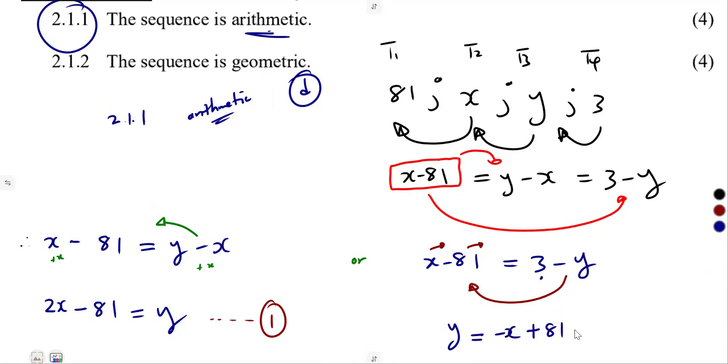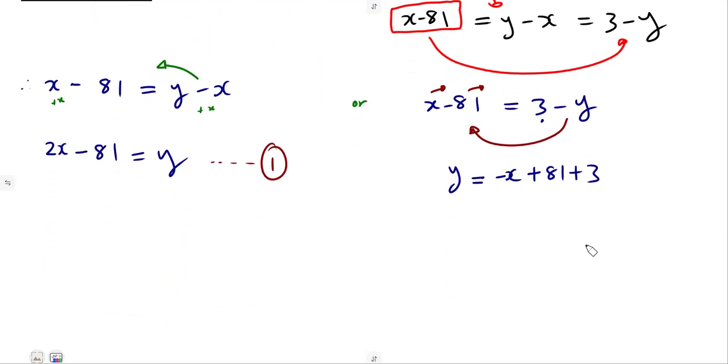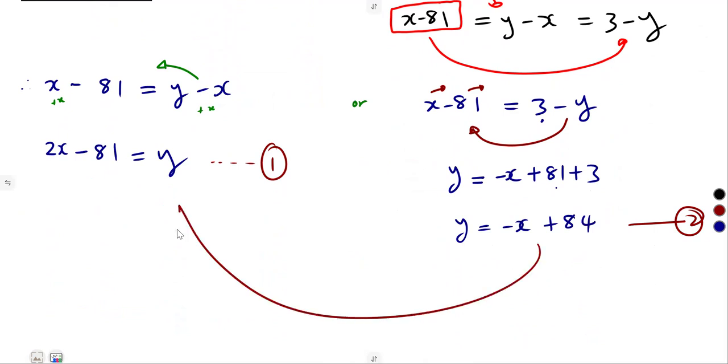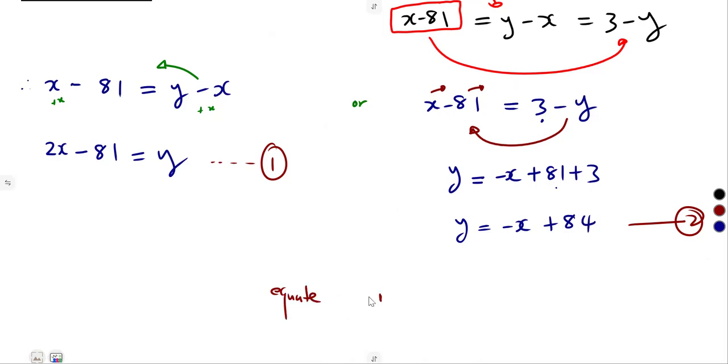But remember, there's already a 3 on the right-hand side. So combining this, that's minus x, 81 plus 3, that's 84. So that's our second equation. y is the subject here. y is also the subject. So you can simply equate the two. All right, so simply equate equation 1 to equation 2.